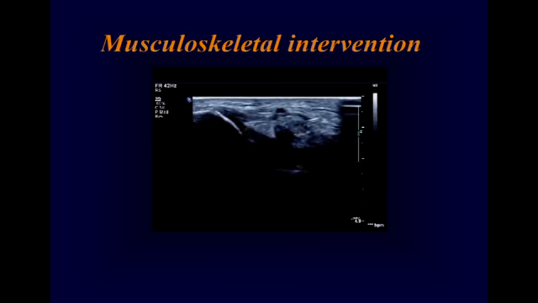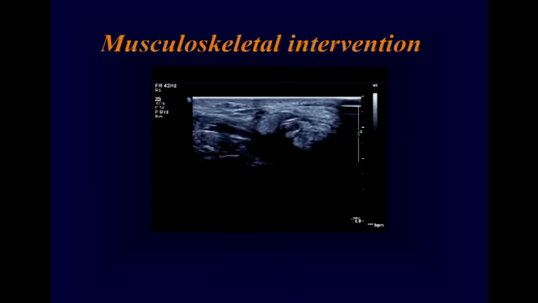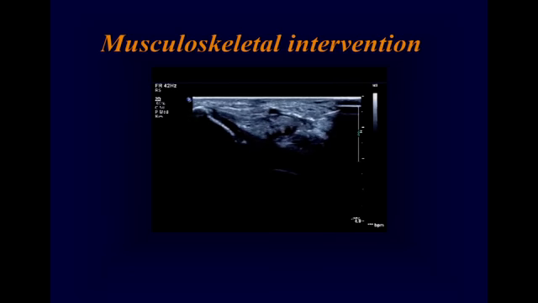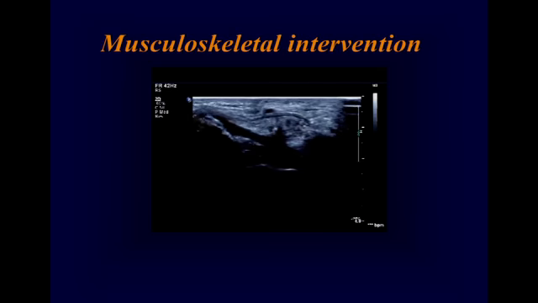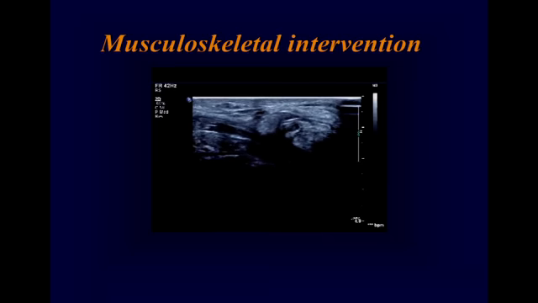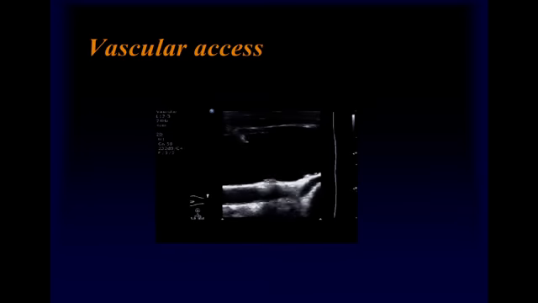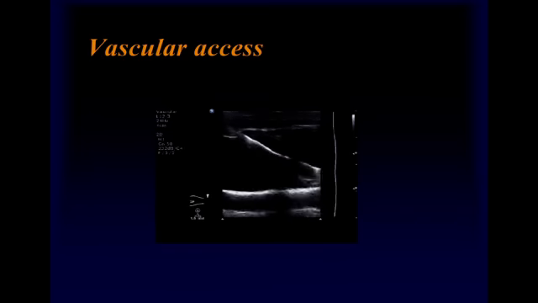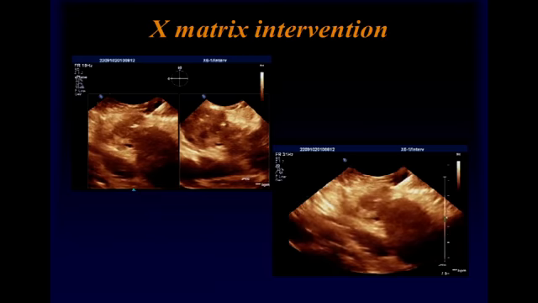Similarly, musculoskeletal intervention is a different talk altogether, but we can do a lot of things. We can aspirate fluids, we can remove calcium, we can just tease a cord, a tendon, and we can inject steroids, or we can also inject PRP to heal a tendon or a tendon insertion. Again, vascular access nowadays is best done under ultrasound guidance in an intensive care setup.